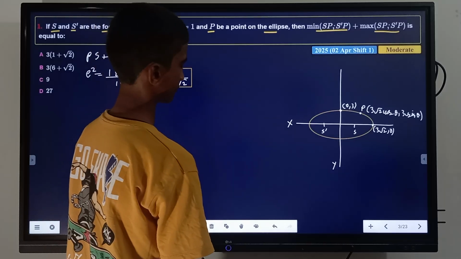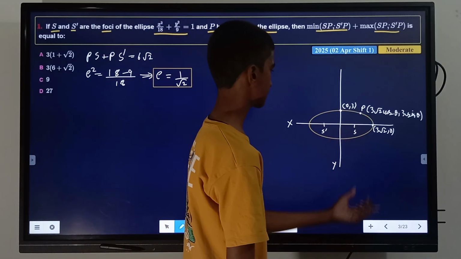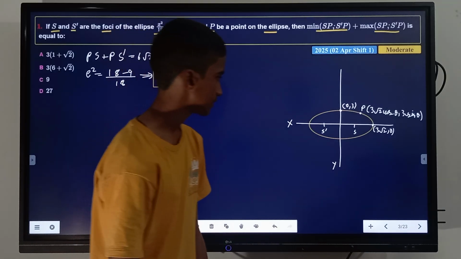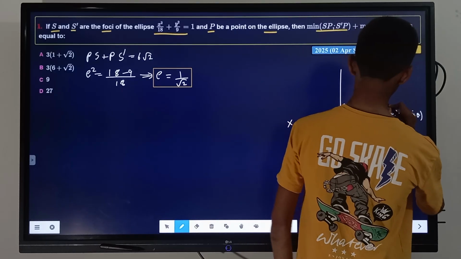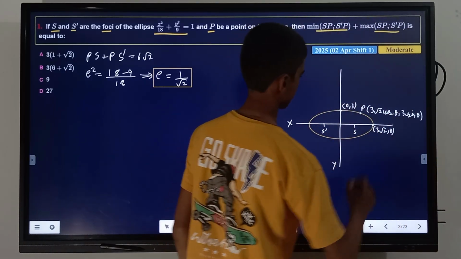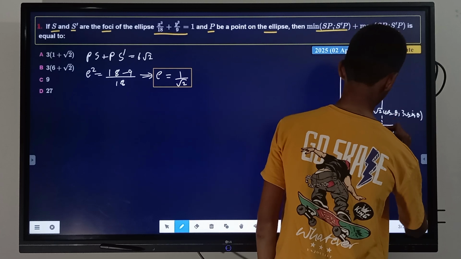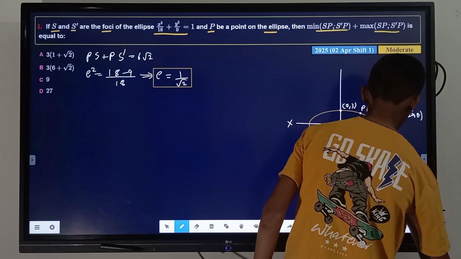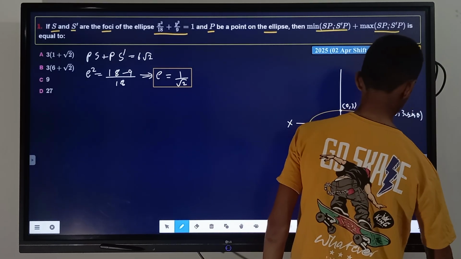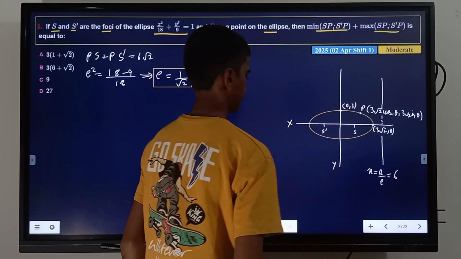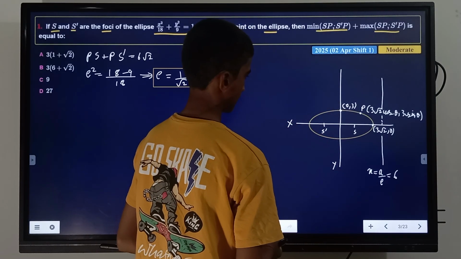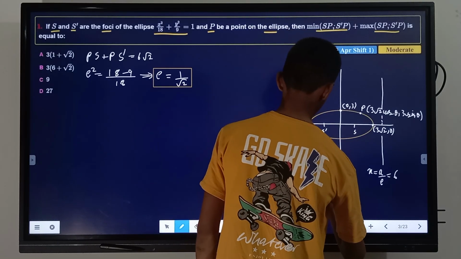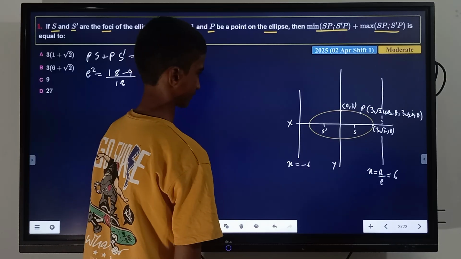Now we have two options. First option, find foci and then the product of focal distances. Second option is find it from a directrix. I think the option with directrix is less calculation. So let's go with directrix. x is equal to a upon e. a is 3 root 2, e is 1 upon root 2. So this is equal to 6. And let's say here also we have directrix, x is equal to minus 6. Here is our another directrix.